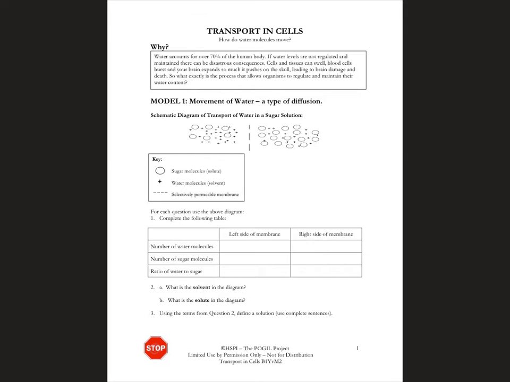So in this diagram here, you have a membrane and you have solute and solvent. The solute is represented by these round molecules, and the solvent by these little pluses. The solvent here is water. The key tells you what's going on. This is the left side, obviously. This is the right side. And then they ask you these questions. You should be able to answer those without too many problems, and no one has posed any issues with it.